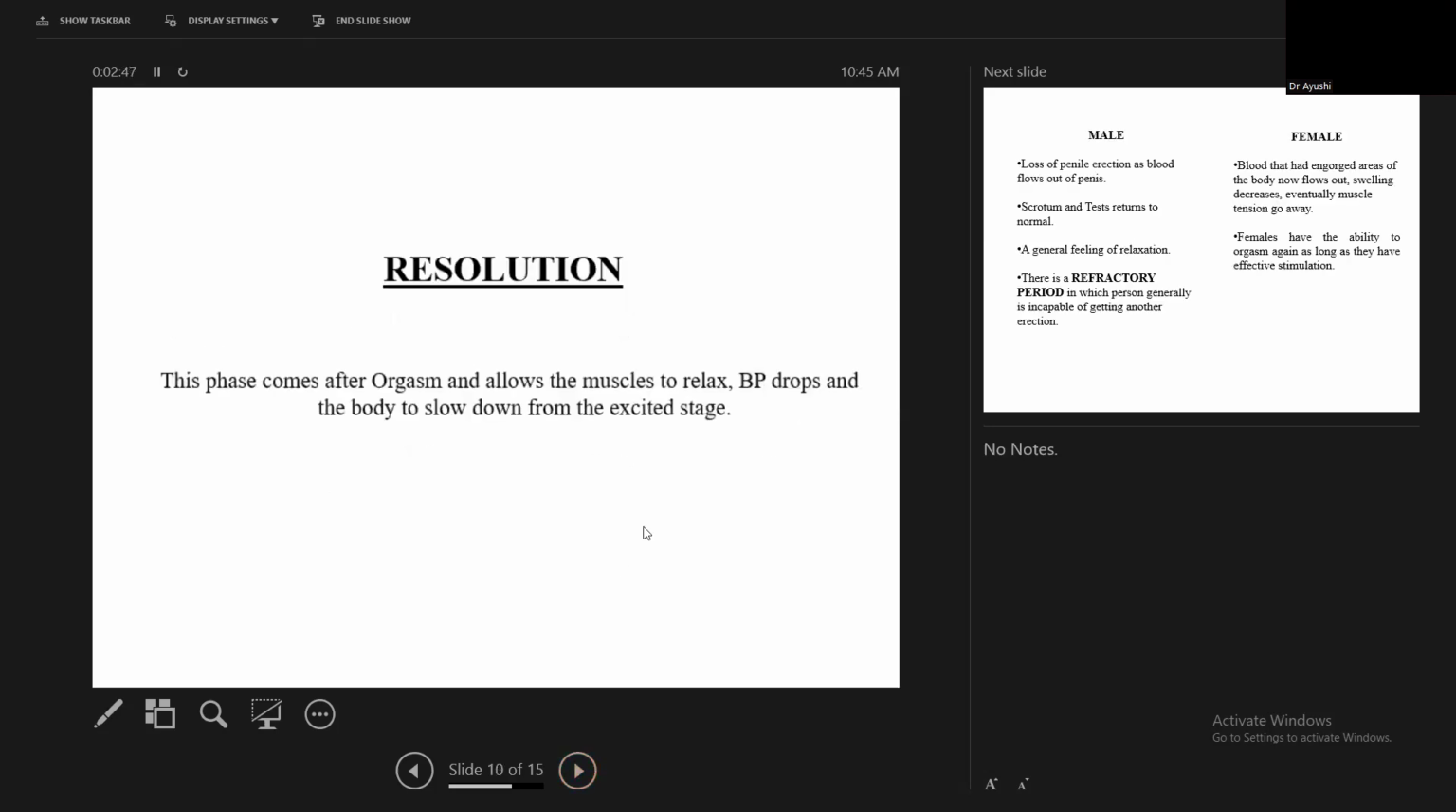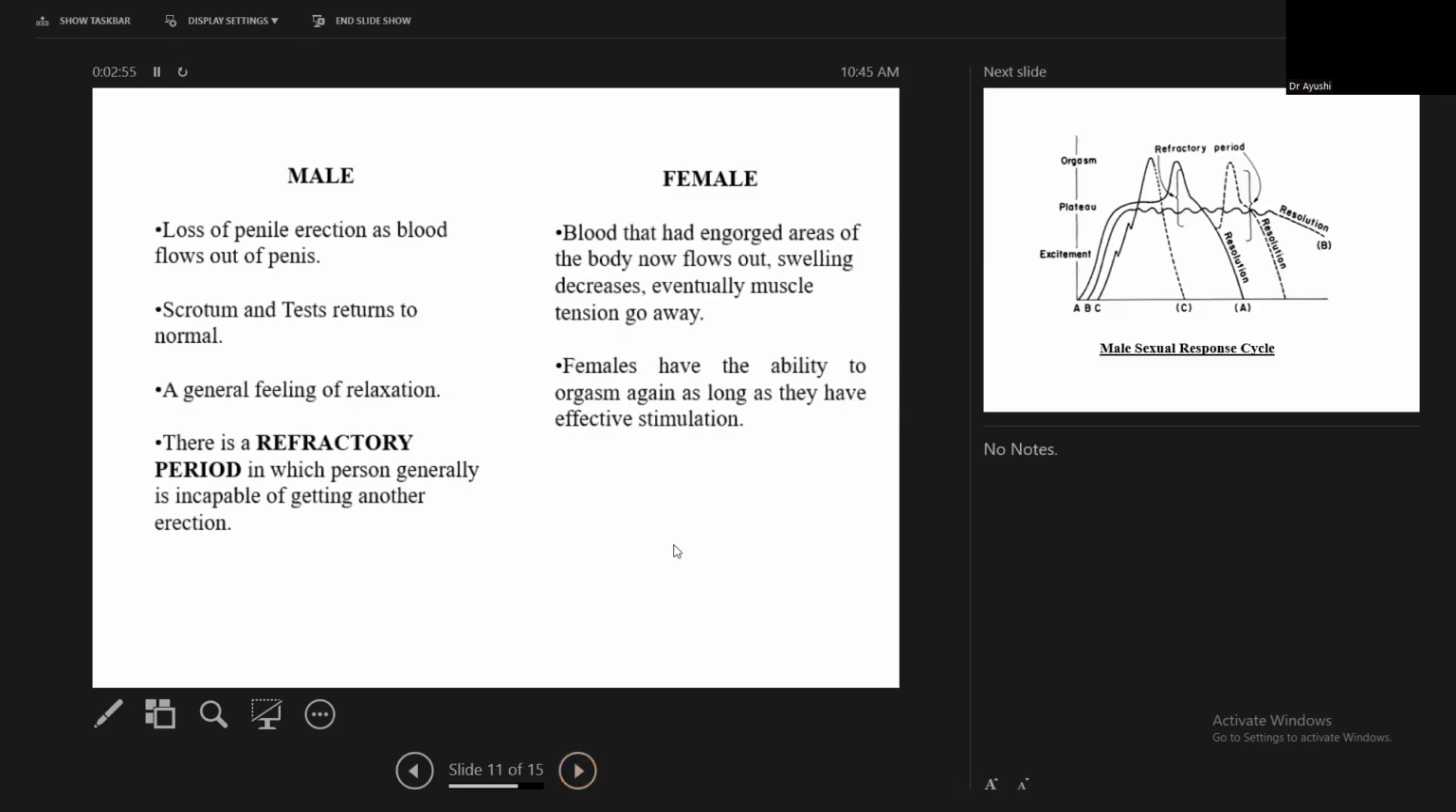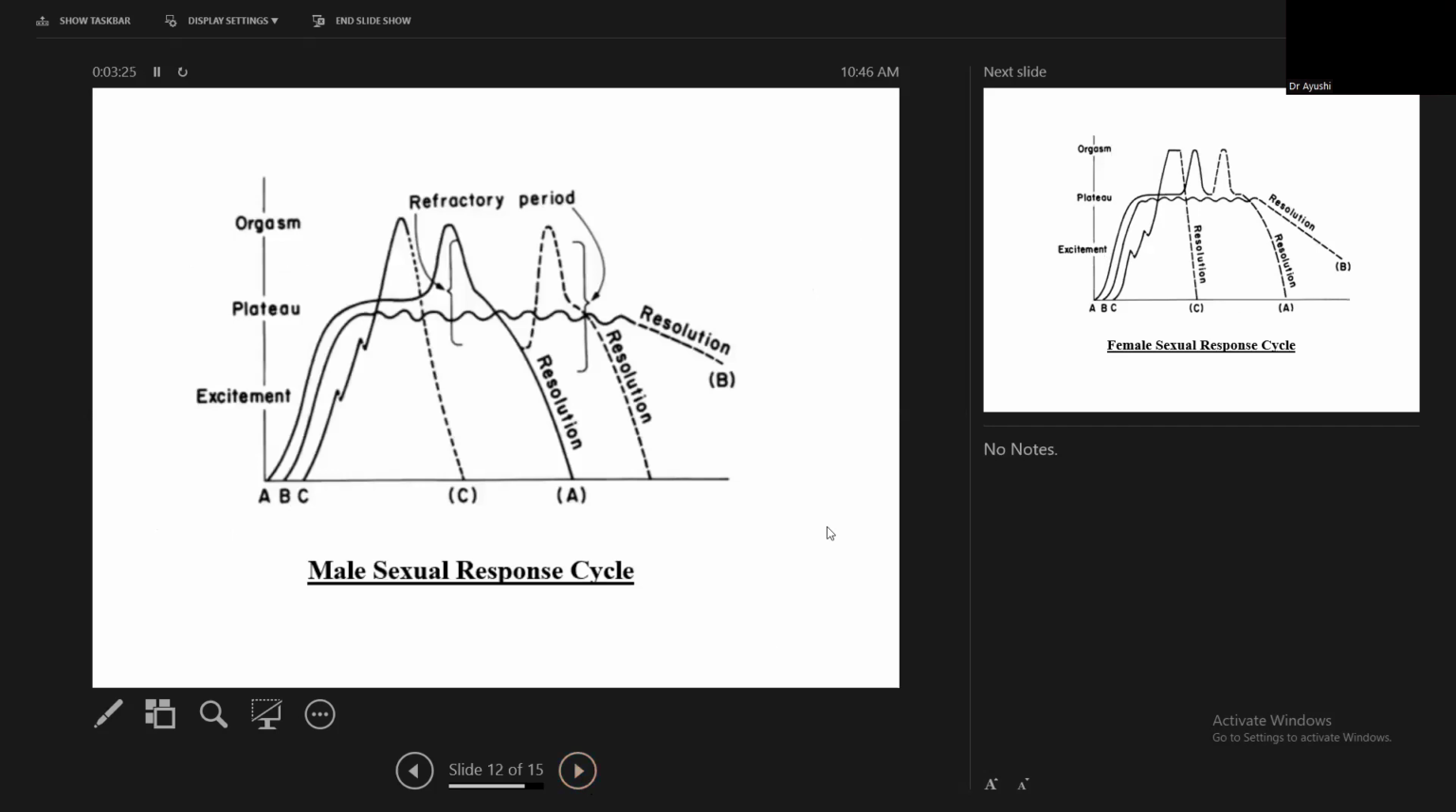The last is the resolution phase, which comes after orgasm and allows the muscles to relax, blood pressure drops down, and the body slows down from the excited stage. In males, there is loss of penile erection as blood flows out. Scrotum and testis return to normal. There is a general feeling of relaxation. And in males, there is a refractory period in which the person is generally incapable of getting another erection. In females, blood that has engorged in areas of the body now flows out, swelling decreases, eventually muscle tension goes away. And in females, there is no refractory period, so they have the ability to orgasm again as long as they have effective stimulation.